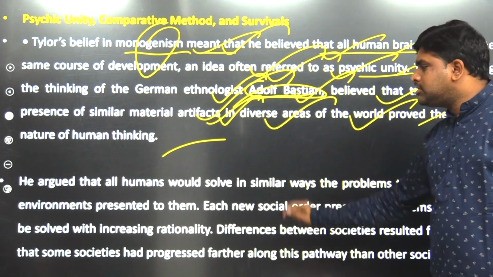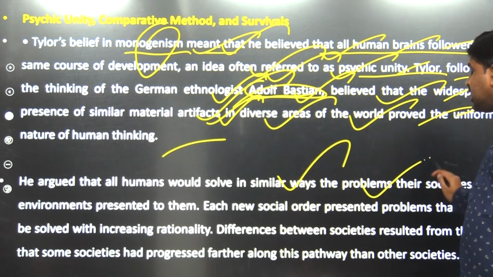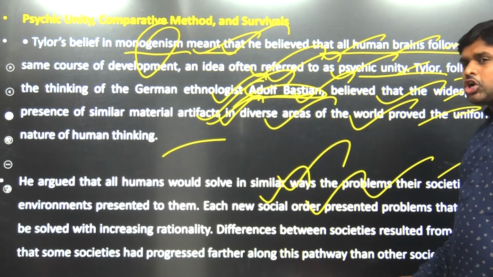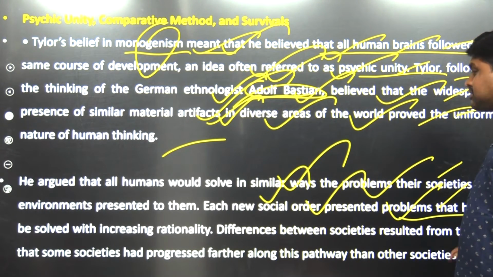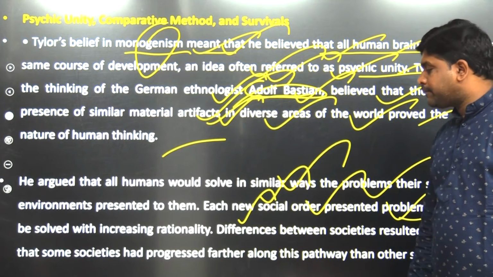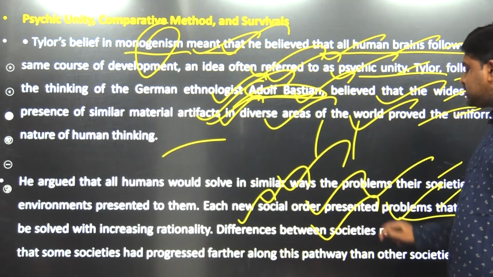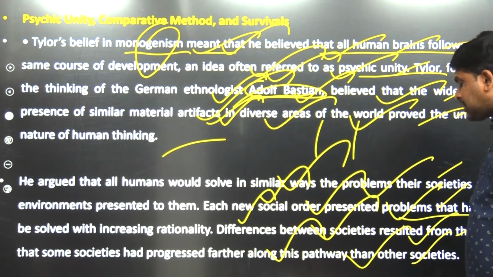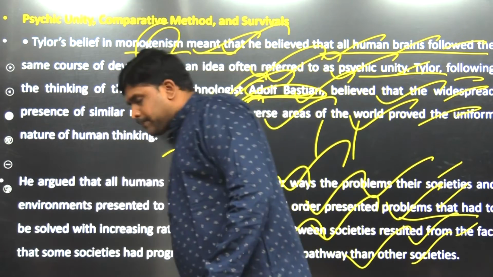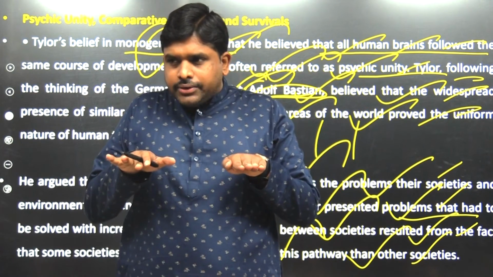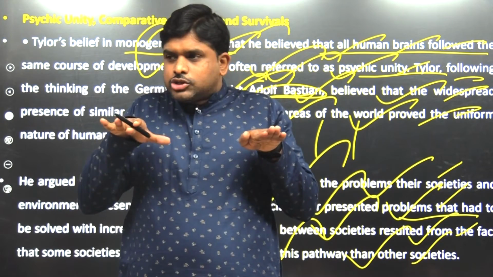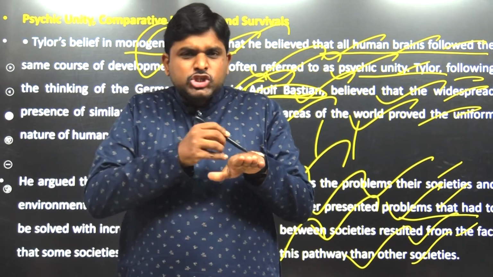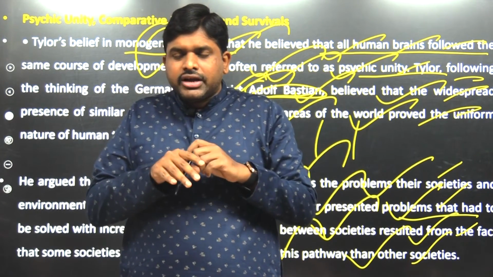He argued that all humans would solve in similar ways the problems their societies and environments presented to them. Each new social order presented problems that had to be solved with increasing rationality. Differences between societies resulted from the fact that some societies had progressed farther along this pathway than other societies. Simple, see. Similar society, one geography, another geography. Similar environment, similar geographical conditions.